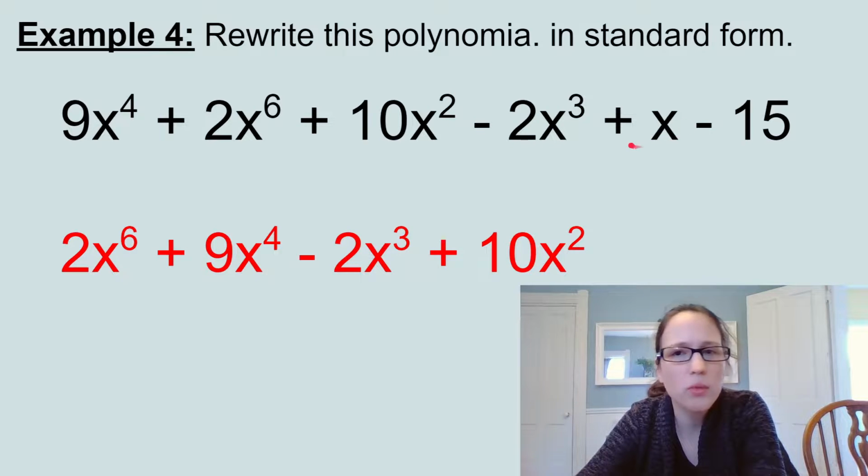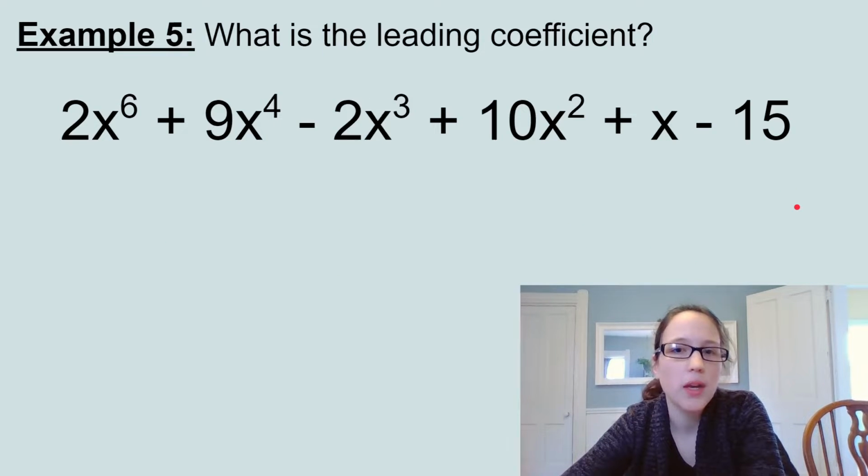Okay, my next term, which one do you think is going to come first, the x or the 15? Well, which one has a higher exponent on it? This one, because this one has a degree of 1, this one has a degree of 0. So we're going to do the x next, it's going to be plus x, and then we're going to do the minus 15 last.